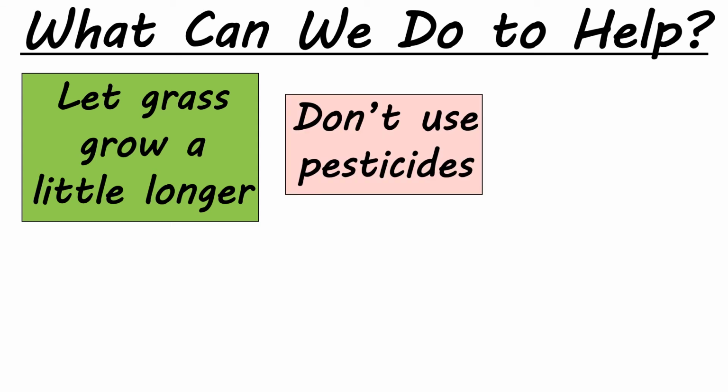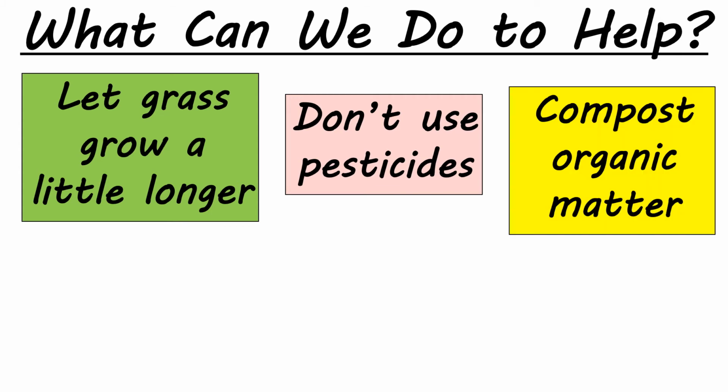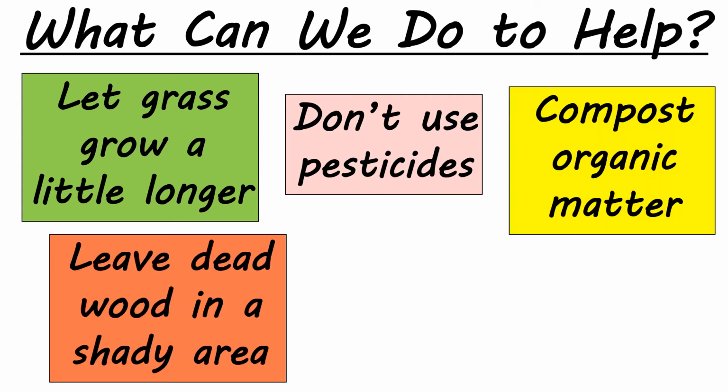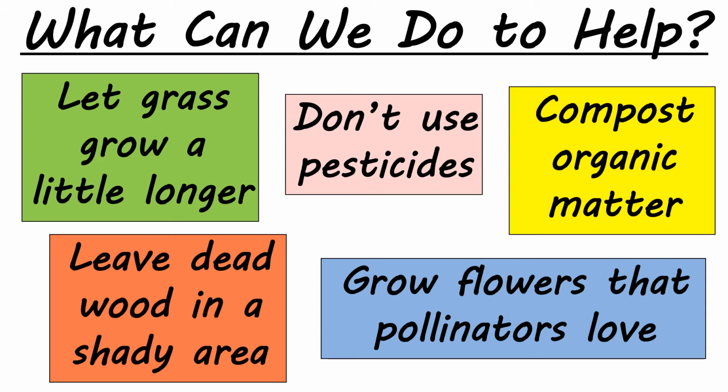Don't use pesticides either, because they can get into the systems of these insects and do damage. Compost and organic matter as well is good. Also leave dead wood in a shady area. You'll know about lifting up wood and finding slaters and things like that. So leaving dead wood in a shady area allows a good environment for insects, and also grow flowers that pollinators love, which I'll show you some examples that you could get.